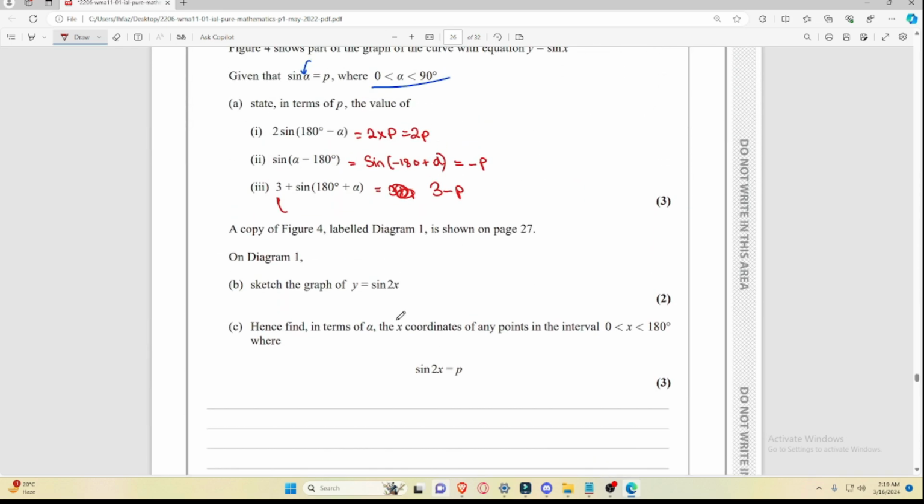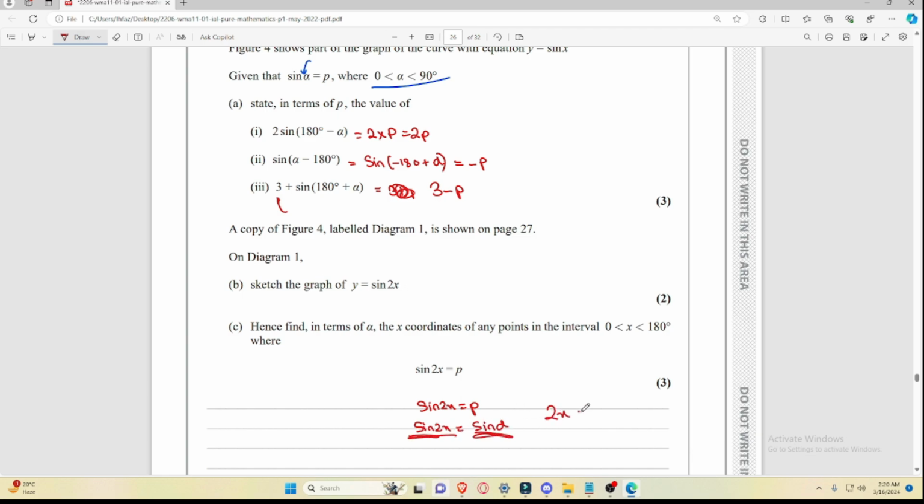Hence find in terms of alpha the x coordinates of any points of intersection where sine 2x is equal to p. Okay, sine 2x is equal to p. I have to connect it because alpha does not exist in sine 2x. It will be very difficult, but I know that sine alpha is p. So if I connect it, sine 2x equal to sine alpha, yes, it matches.